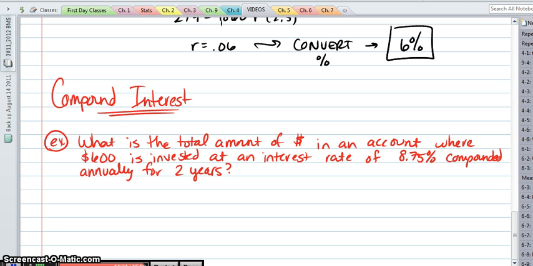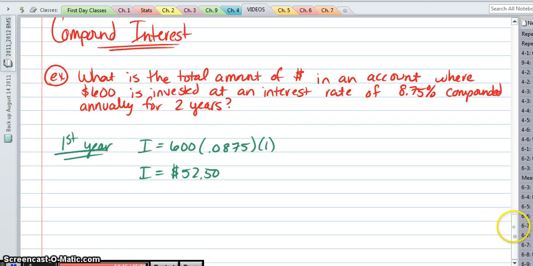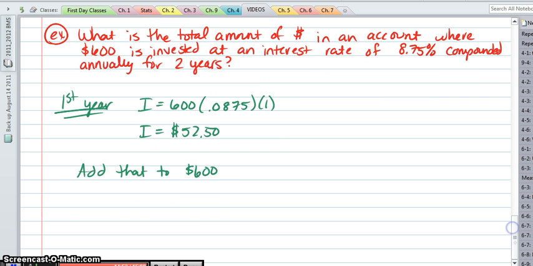Well, first we can use the simple interest formula to figure out the amount of interest earned after that first year. So we're going to focus on that first year. What is the interest earned if $600 is invested at this rate for, again, 1 year? Please compute, and you'll get interest of $52.50. Okay, that's a lot of money. Now let's add that to the initial $600. We get $652.50. We will finish this in class tomorrow.